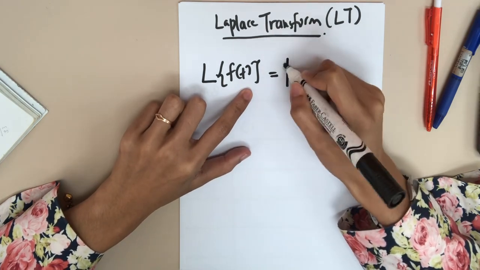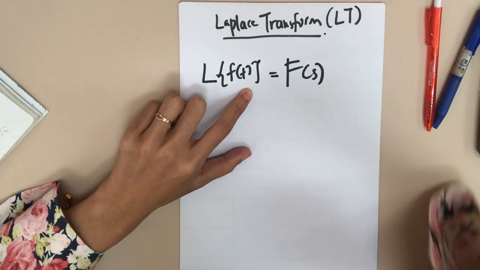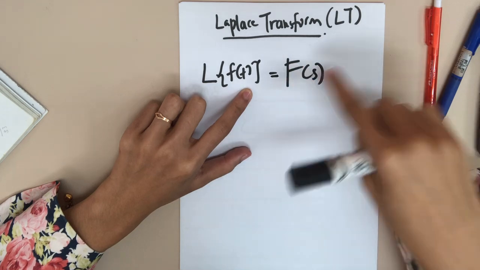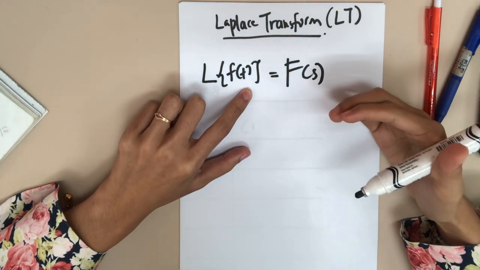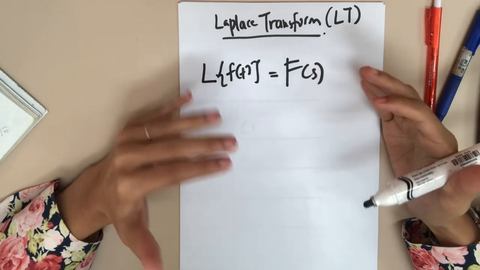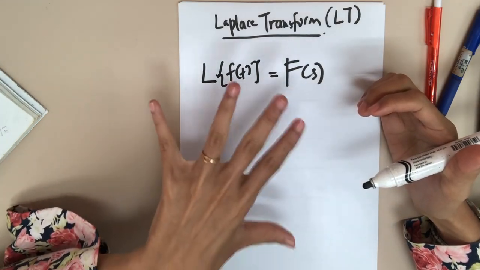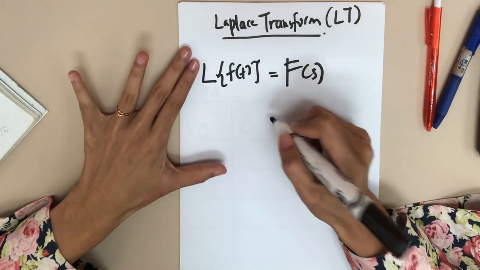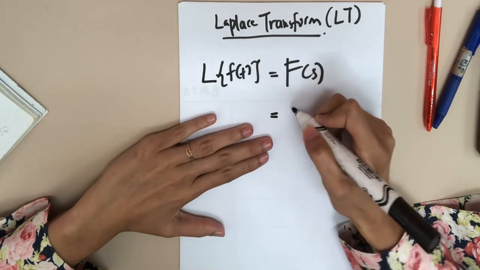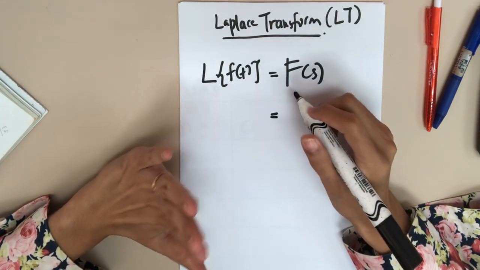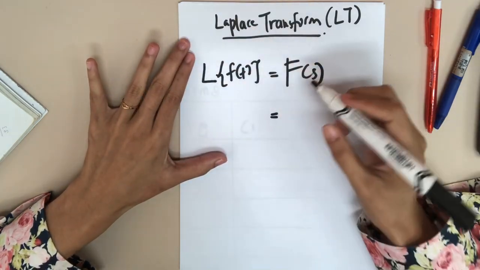Sometimes some textbooks or notes just write F(s). So F(s), capital F, also represents the Laplace transform. So there are two ways to write it: one is L of the function, and the other is F(s). Actually it is the Laplace transform. This is the introduction. This is how we find the Laplace transform, or the definition. The definition of Laplace transform.